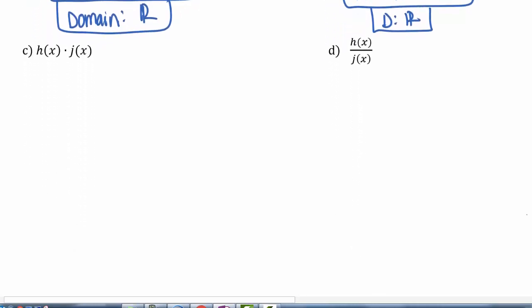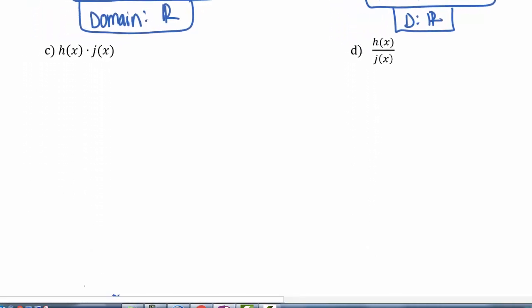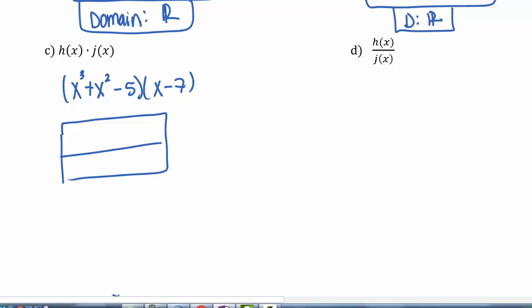Moving on to the product, and again, make sure you're pausing if you need extra time to write some stuff down. So h is x to the 3rd plus x squared minus 5, and j is x minus 7. So again, you can distribute. There's multiple ways we can multiply this, so you'll just kind of have to decide which way makes you happier. I like the rectangle, so I have x minus 7, x to the 3rd, x squared minus 5. Okay, you can also do your distributing, whatever makes you happy and is going to get you the right answer.